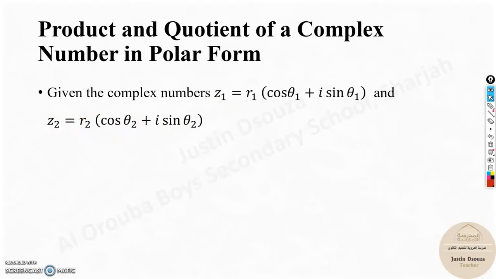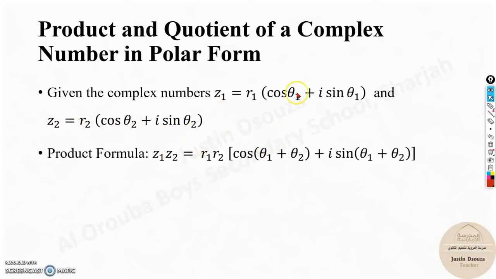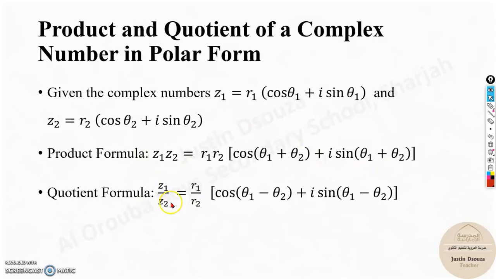For the product, it's very simple. You must remember the product means multiplying the radii and adding the angles. That's it. For z1 times z2, multiply the radii, and for the angle, cos of theta 1 plus theta 2, same thing, i sine of theta 1 plus theta 2. Whereas for the quotient, it's division, right? z1 divided by z2: divide the radii, r1 divided by r2, but the angles are subtracted, cos of theta 1 minus theta 2, plus i sine of theta 1 minus theta 2.